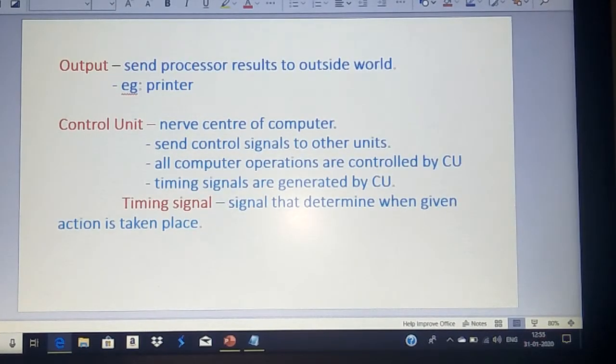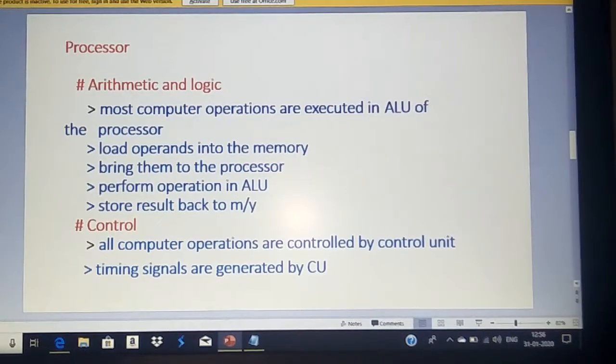Then output sends the processor's result to the outside world. Suppose we give an instruction to print something to the computer, and the output will be the printed page we get from the printer. This is what input and output mean. Then control unit. The control unit is the nerve center of the computer, and it sends control signals to other units. All computer operations are controlled by the control unit, and timing signals are also generated by the control unit. What is a timing signal? The signal that determines when a given action takes place is known as a timing signal.